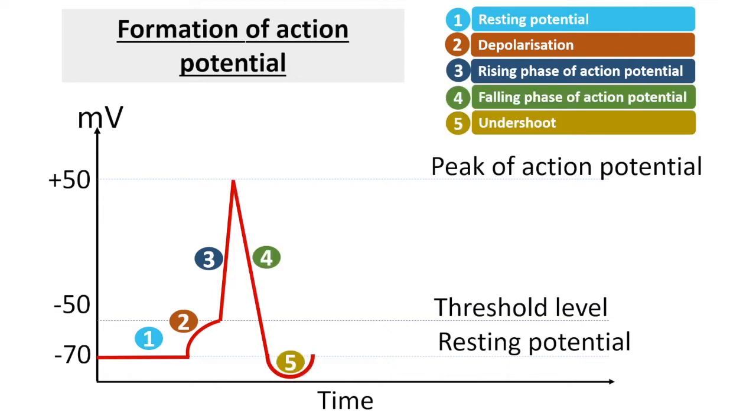First, resting potential. Second, depolarization. Third, raising pace of action potential. Fourth, falling pace of action potential. And fifth is undershoot. Then the axon membrane returns to resting potential again.